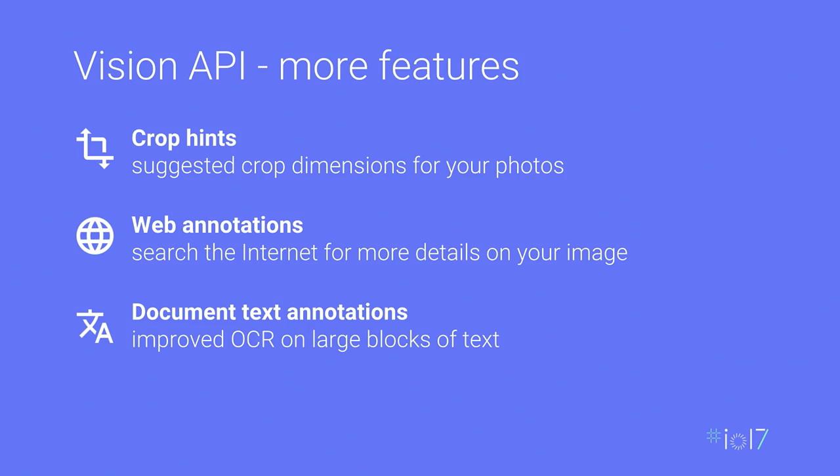In addition to those 6 features that I just touched on, a couple of weeks ago we added some new features to the Vision API, which I want to highlight on this slide. The first of these is crop hints. This will give you suggested crop dimensions for your photos. The second, which I'm most excited about, is web annotations, which lets you search the internet for more details on your image. I'm going to dive into that in a little more detail on the next slide. And finally, we have document text annotations, which improves the OCR model. If you have images with lots of text, like a picture of a receipt or a business card or a resume, the model will do a much better job extracting all of that text from the image.